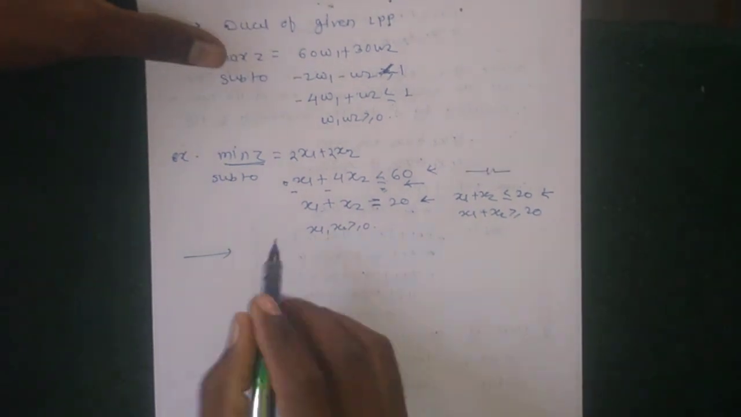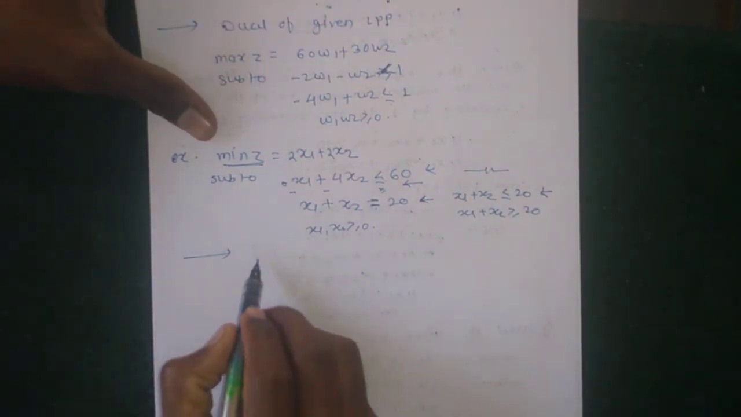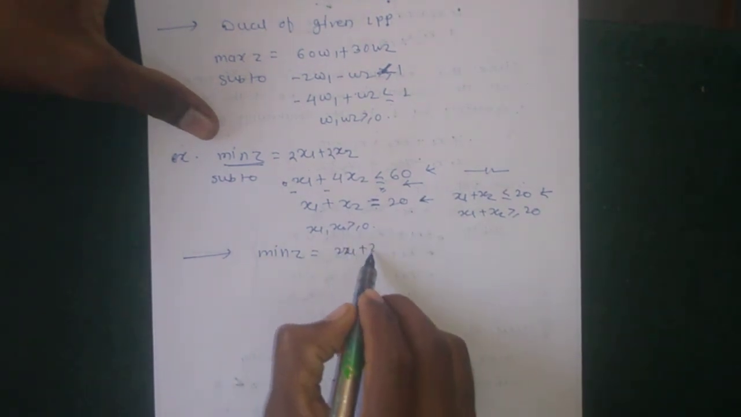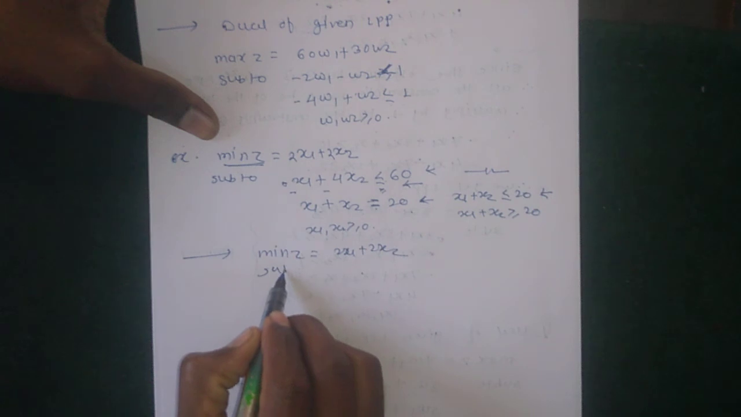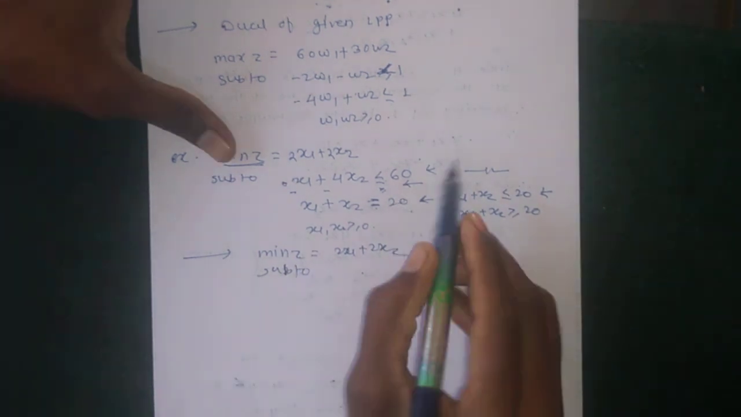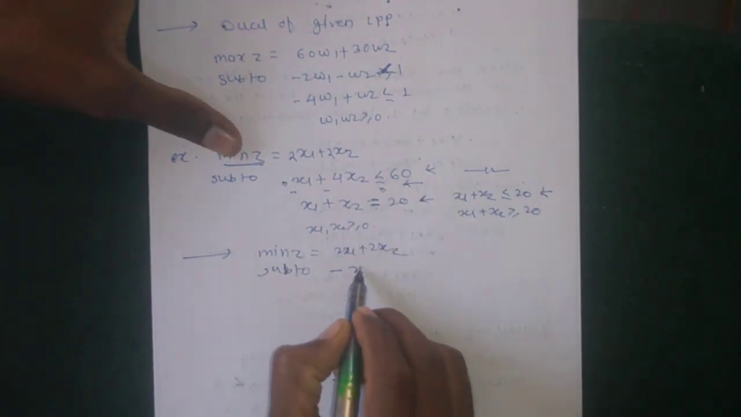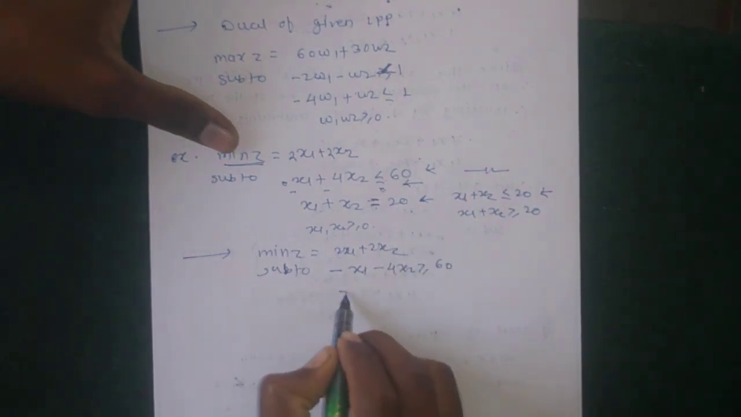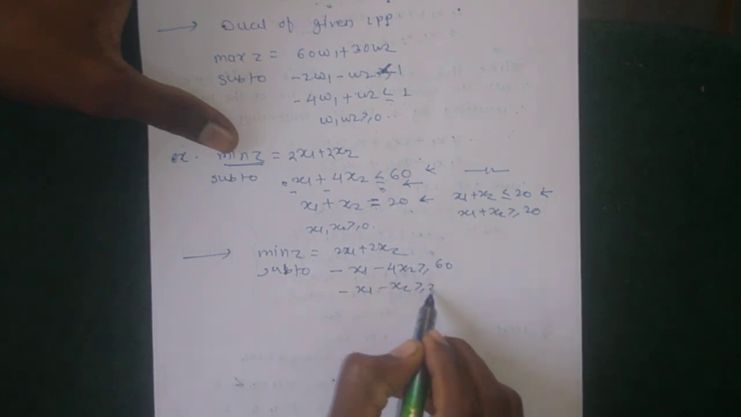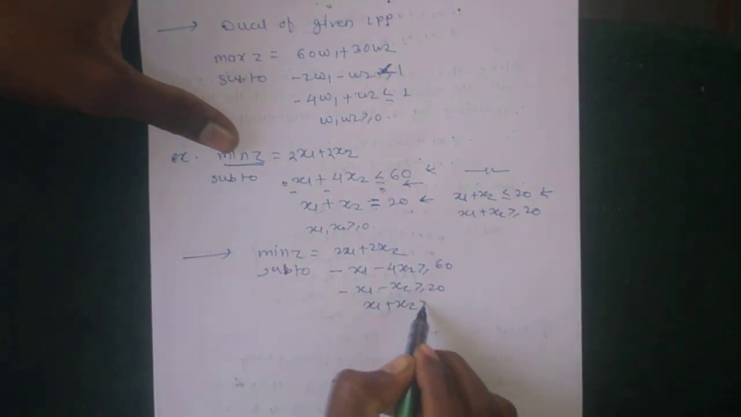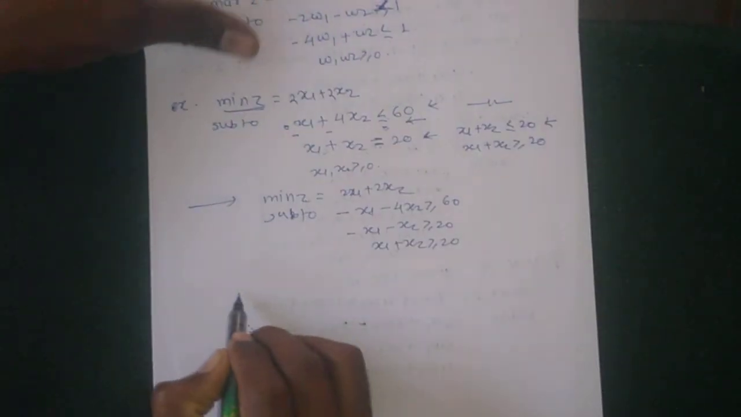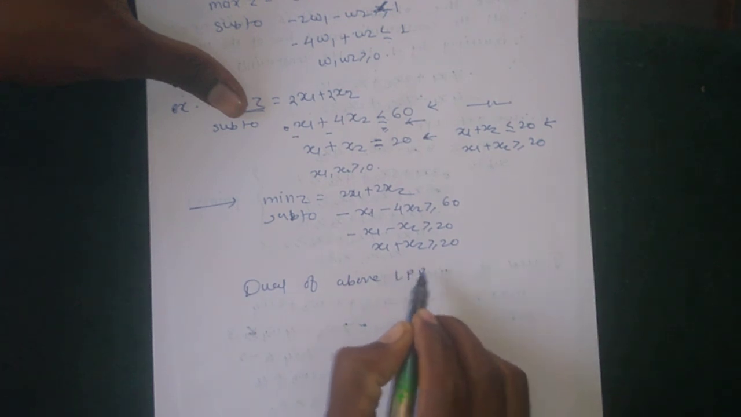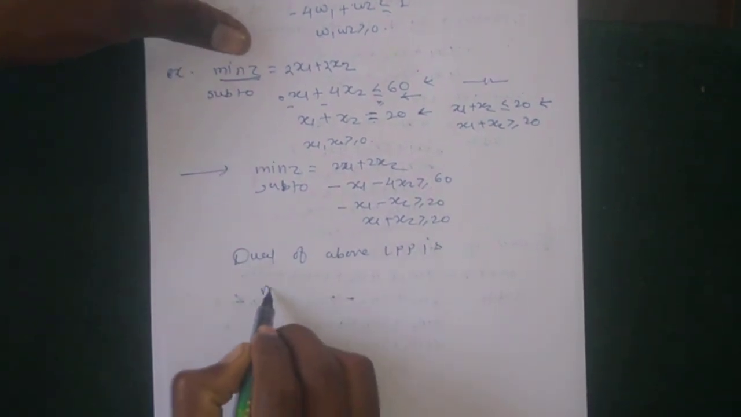Okay, so here: minimum Z is equal to 2x1 plus 2x2, subject to, converting to greater than or equal type, minus x1 minus 4x2 is greater than or equal to 60, and minus x1 minus x2 is greater than or equal to 20, and x1 plus x2 is greater than or equal to 20. Okay, and then the dual of the above LPP is minimized type here.